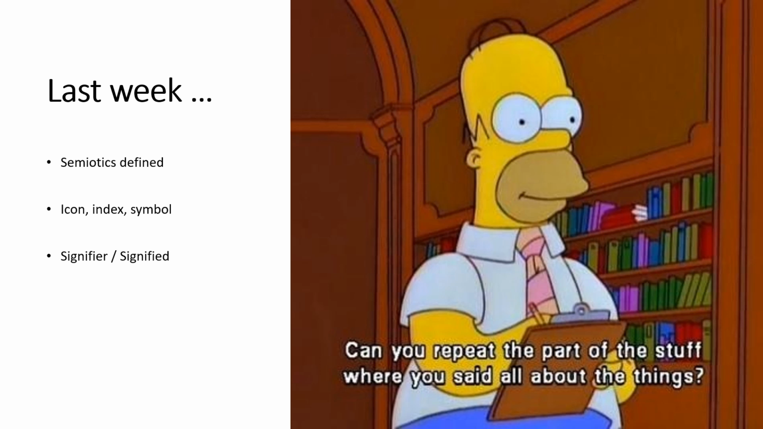But before we jump into the new material, let's recap what we covered in the previous module. First, we defined semiotics. Second, we looked at the three types of signs that semiotic theory identifies. So we looked at icon, index, and symbol. And finally, we discussed the signifier and the signified. The differences between the signifier, which is the physical representation of the sign, and the signified, which is the mental concept people attach to signs.